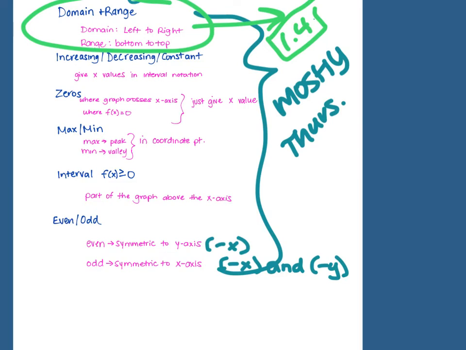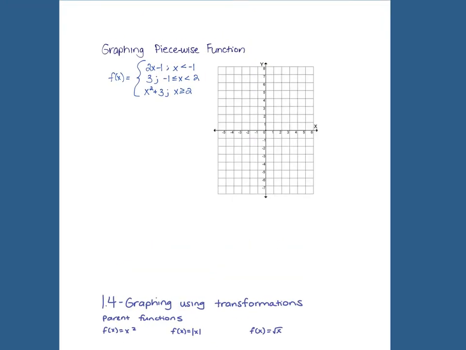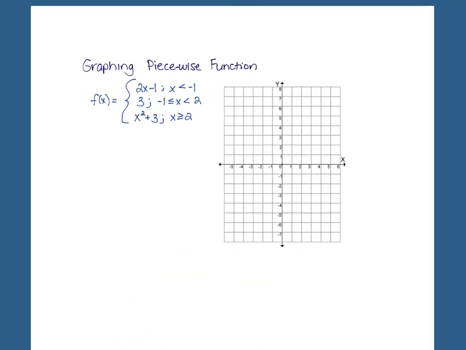So this, like the overall one that is on your graphing calculator, again, is the last question. It's like the last page of your review. Okay, the end of 1.3 is graphing the piecewise function.